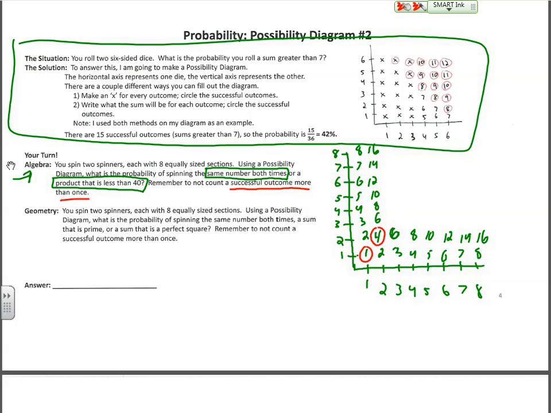So what you don't want to do is count the same number both times and the products less than 40 separately, and then put them together. Because when you do that, then you'll have the overlap and things counted twice. Okay? If I only circle that 4 once, representing it both as the same number and a product less than 40, I'm only going to count it once. So do the whole thing together and count each outcome as a successful outcome only one time. Don't do it separately and combine them, because that's when you'll count them twice. Does that make sense?